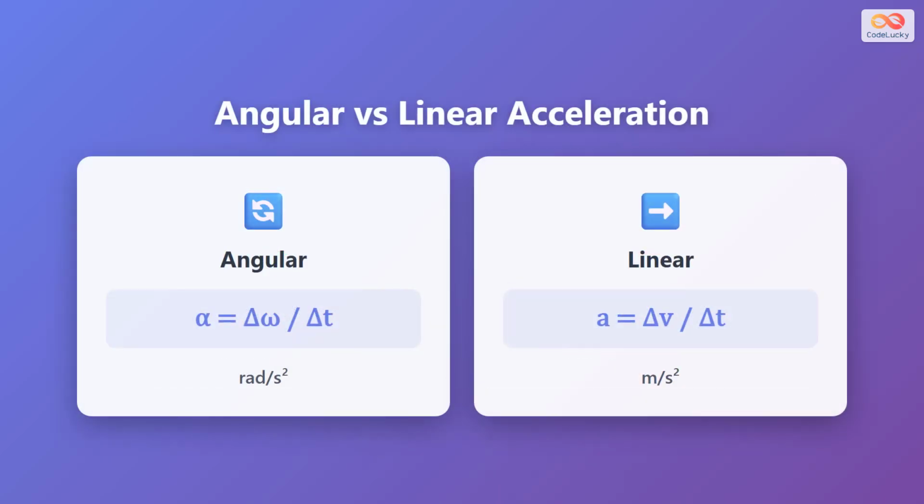Angular acceleration has a linear counterpart. Angular acceleration uses alpha equals delta omega over delta time, measured in radians per second squared. Linear acceleration uses a equals delta v over delta time, measured in meters per second squared. Notice the parallel structure between these two concepts.